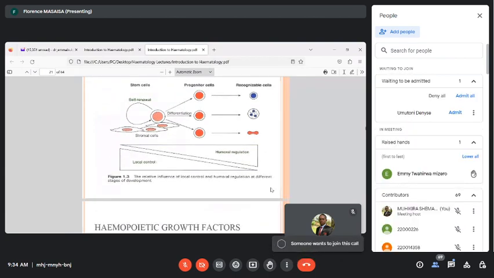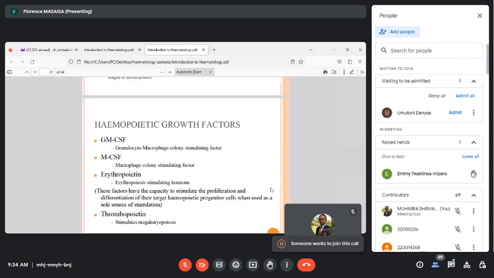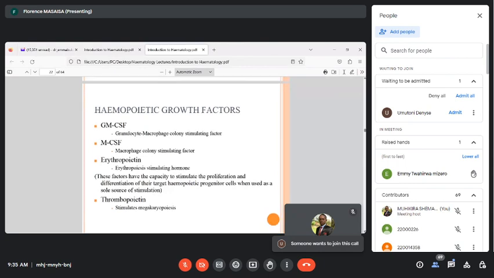So for that we need the hematopoietic growth factors. Each colony has its specific growth factors. We have granulocyte macrophage colony stimulating factor, we have macrophage colony stimulating factor, and so on. For the red cell, where we are going to insist in case of anemia, we have erythropoietin, which is mostly produced, 90% in the kidney, then 10% in the liver.